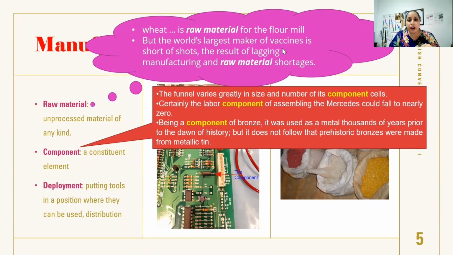Very good. The funnel varies greatly in size and number of its component cells. Certainly, the labor component of assembling the Mercedes could fall to nearly zero. Being a component of bronze, it was used as a metal thousands of years prior to the dawn of history, but it does not follow that prehistoric bronzes were made from metallic tin. He's just talking about the alloy for making bronze and as a component.